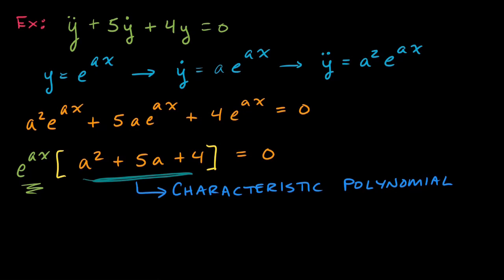Okay, so if we solve for the roots, we can actually factor this, if we want, as (a + 1)(a + 4). That's going to lead to roots of a = -1 or -4. So if a has a value of -1, then this polynomial will evaluate to 0, or if it has a value of -4, then this polynomial will evaluate to 0.